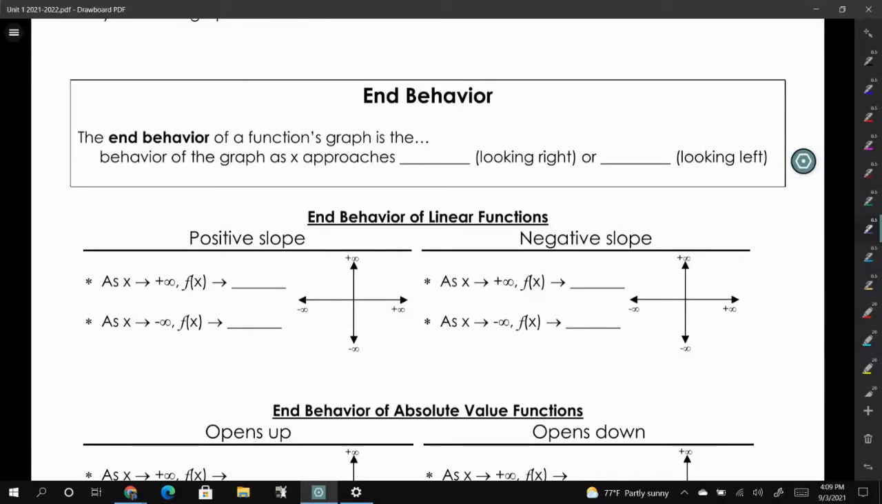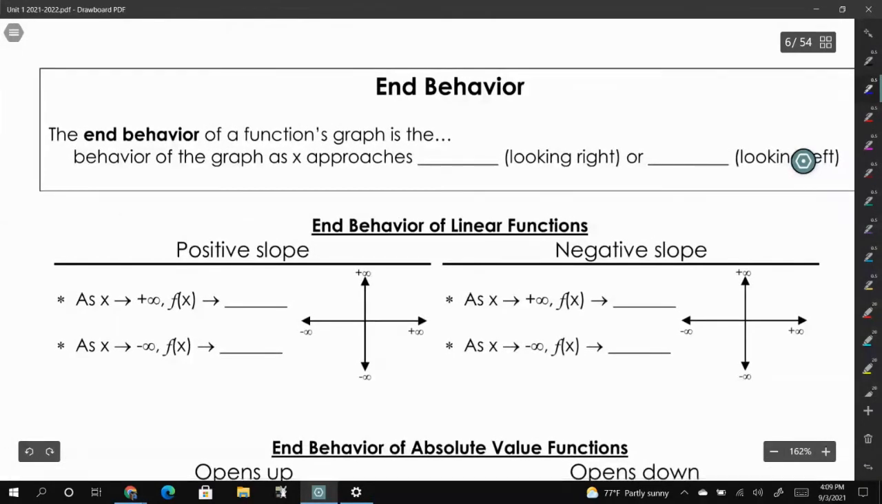Now let's talk about something called end behavior. And end behavior is exactly how it sounds. It's how a graph or a function behaves at the right end and the left end. So if we are talking about the right end of a graph, the x values on the right side of a coordinate plane go towards positive infinity. So if we're looking to the right end or the right side of the graph, x approaches positive infinity.